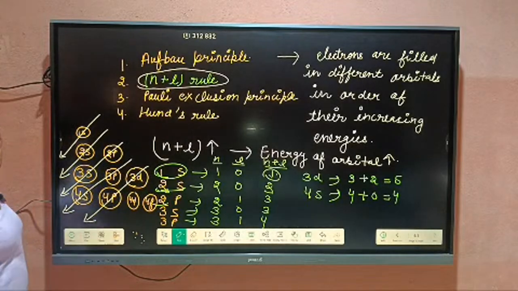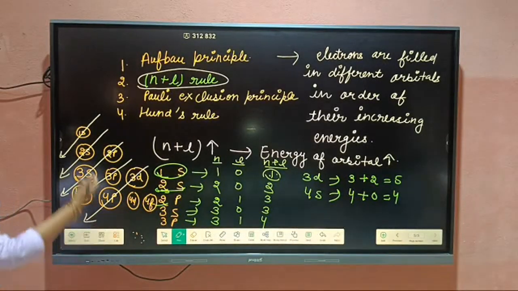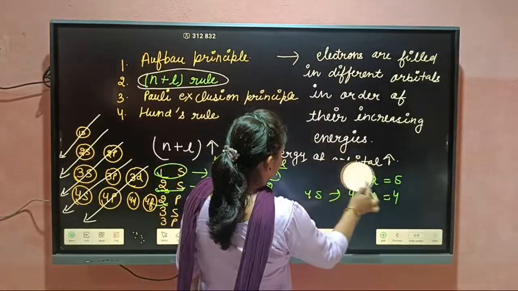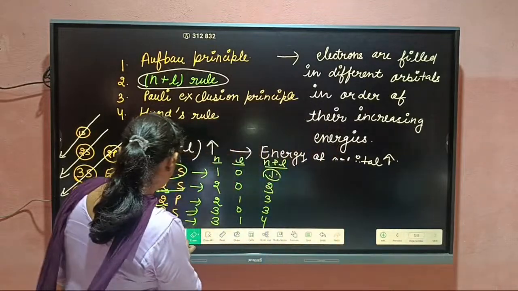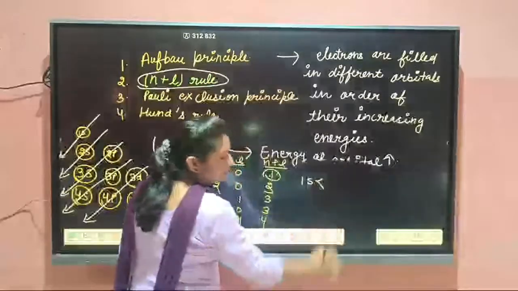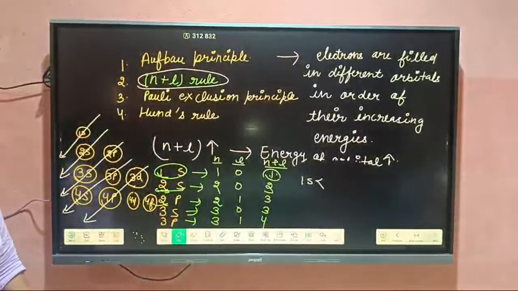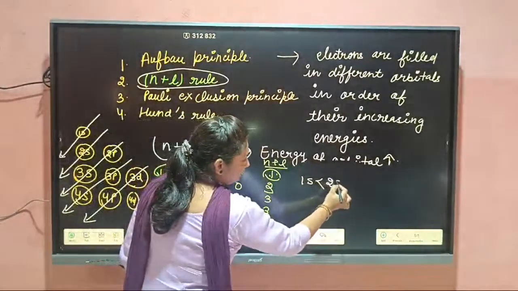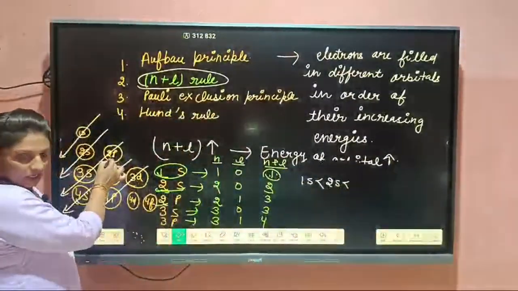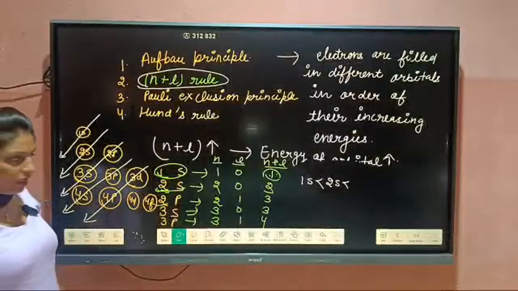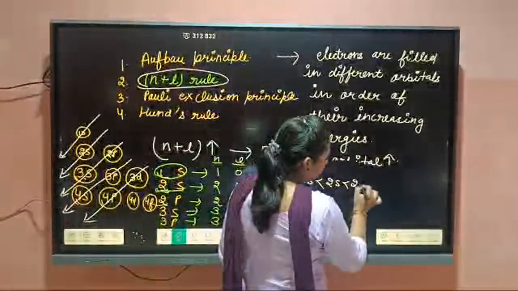This is a trick only. In this way, first of all, you can fill electron in 1s, because it has lowest energy. Then in 2s. After that 2p. Then 3s. Then 3p, 4s, 3d, 4p. Okay, in this way. So 1s, 2s, 2p.